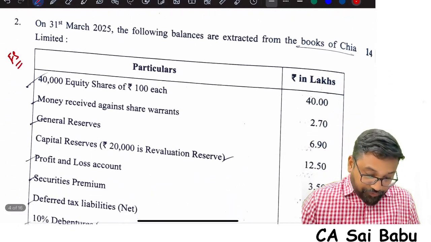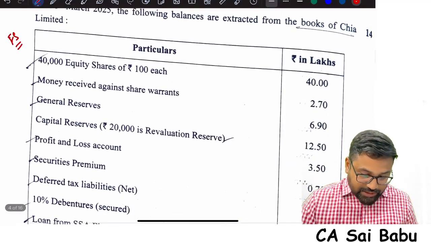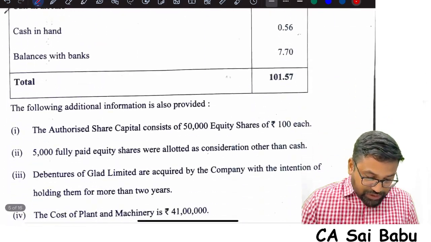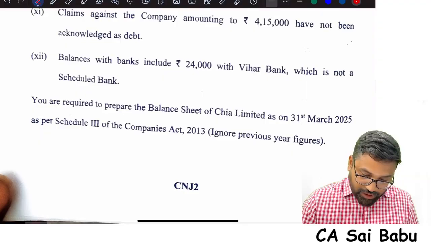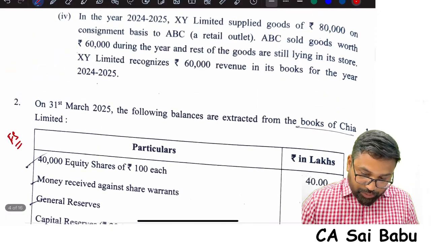And financial statements of a company, I'm repeatedly telling students, the format is very, very important as per Schedule 3. Now this time you see they have asked a question. For 14 marks, this question they have tested so many points.